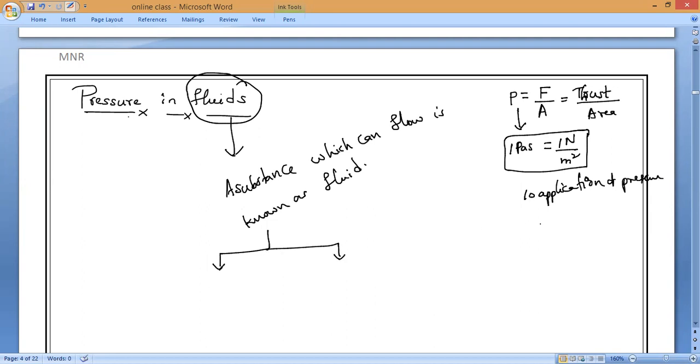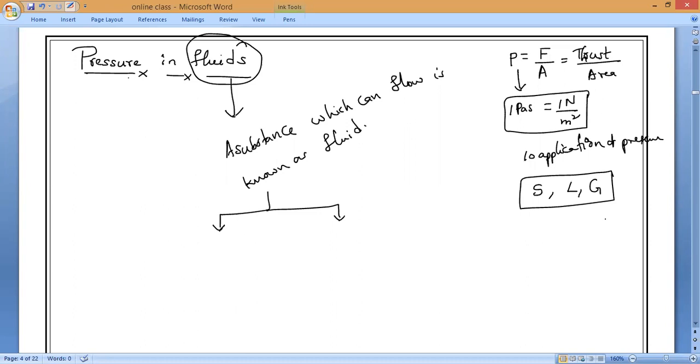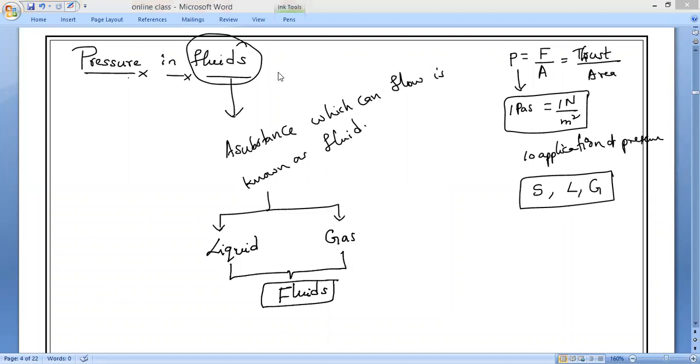We know three states of matter: solid, liquid, and gas. Now, tell me which of these can flow. Anyone? Liquid and gas, sir. Yes, all of you. Liquids can flow easily, and gases can also flow easily. That is why together we call them fluids. Understanding? So that is what you have to remember.